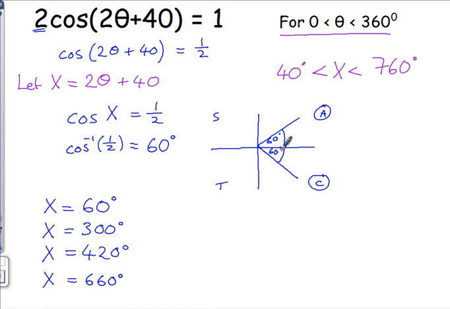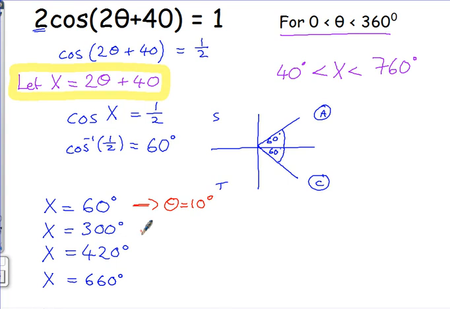Now, before we think we're completely done, we've just got 4 solutions for x, but the original equation was all about theta. So to finish off this question, we need to think about, for each value of x, what will that make theta? To do this, we can consider what happened with our substitution. This was our substitution: x was equal to 2 theta plus 40. So to work out theta, essentially what we need to do is take away 40 and then divide it by 2. This will give us values for theta.